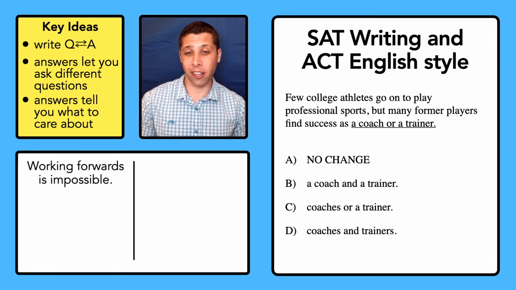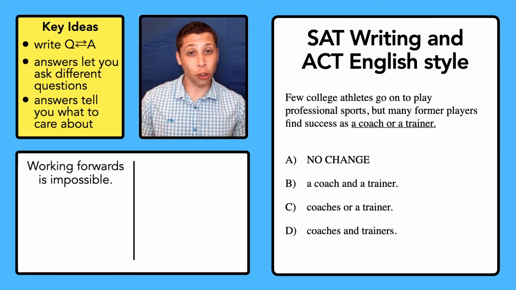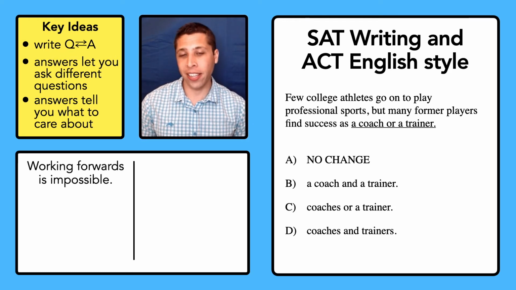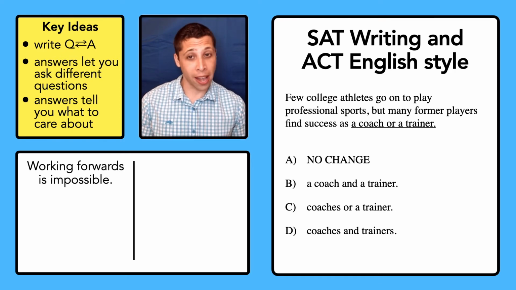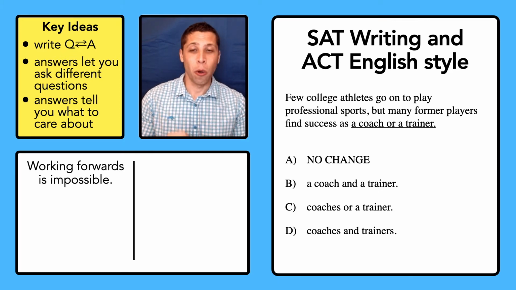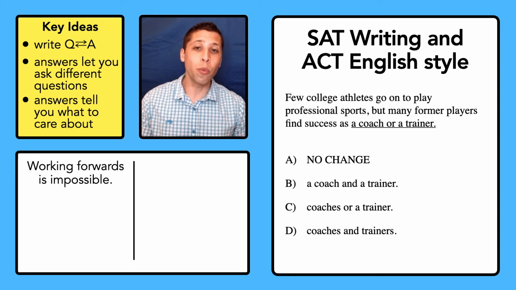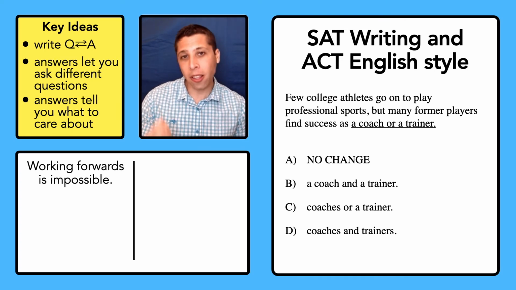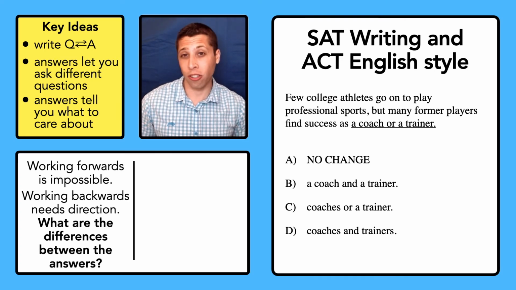On some standardized tests, you might have no choice but to work backwards. This question is in the style of the SAT writing and ACT English sections. You get a passage with an underlined portion and 4 answer choices. There is literally no question. What most people do is just plug in the 4 answer choices and see which version of the sentence sounds best. That might work, but it's much safer to remember that the choices give you new questions to ask.